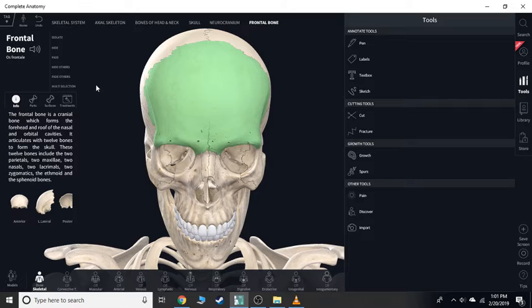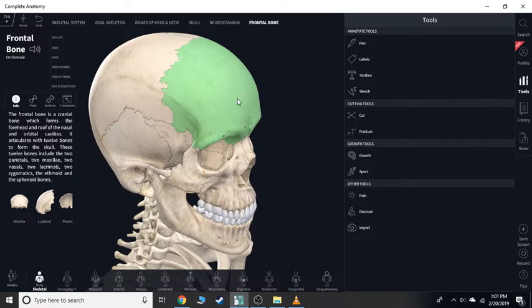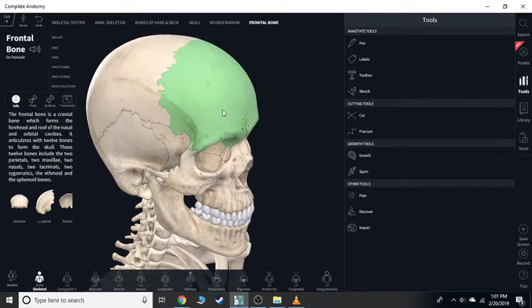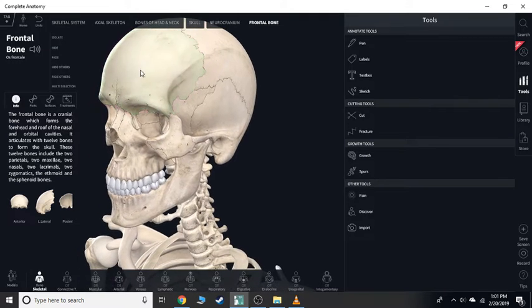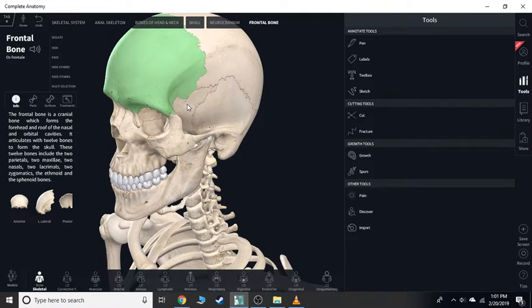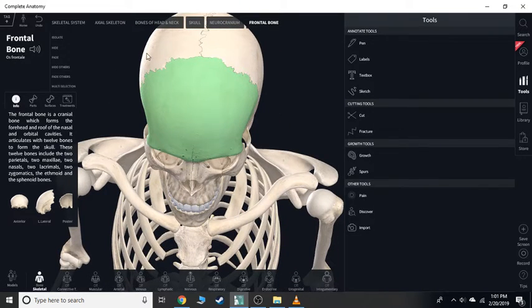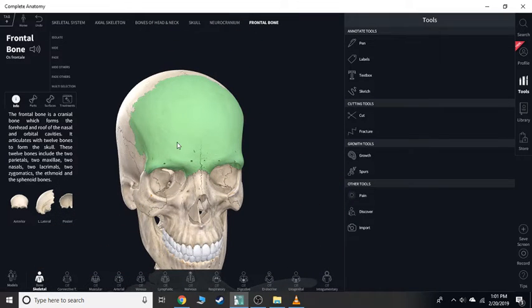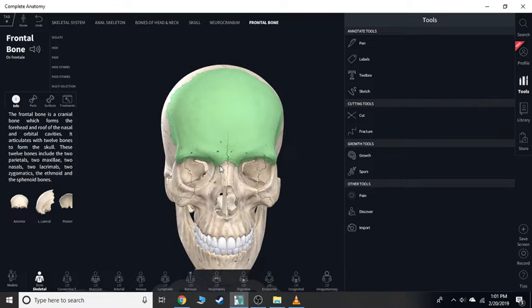This is the frontal bone. Remember your terms. Frontal means forehead. The frontal bone articulates with a lot of bones, actually. Articulates with the sphenoid, the 2 parietal bones at the coronal suture. Makes up the superior portion of the orbit, articulates with the maxillae, and the nasal bones.